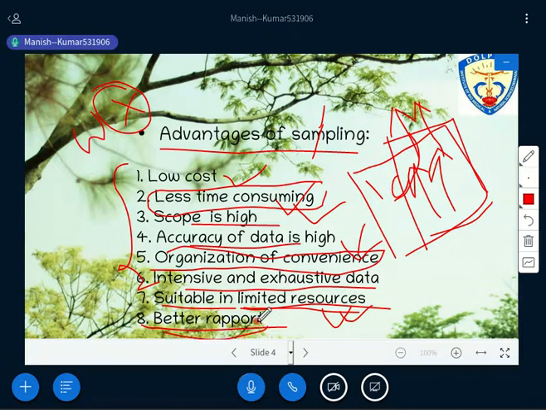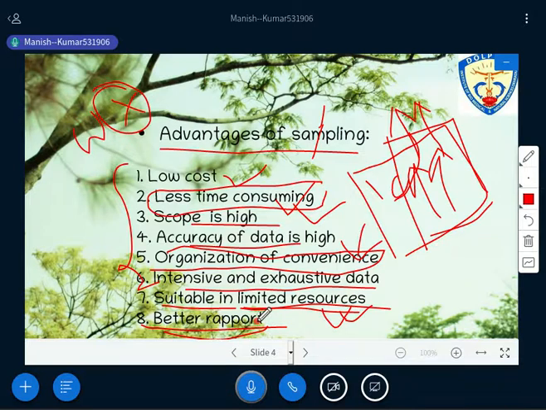Rapport means one kind of relation you are establishing between you and the respondent. Respondent means the person through whom you are able to gather some data. So you are a researcher and the other person is called the respondent, right? For example, you are doing a questionnaire survey, so you are the researcher and the person whom you are asking questions becomes a respondent for you there, right?